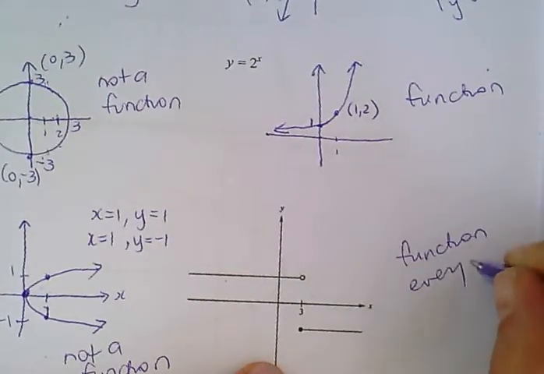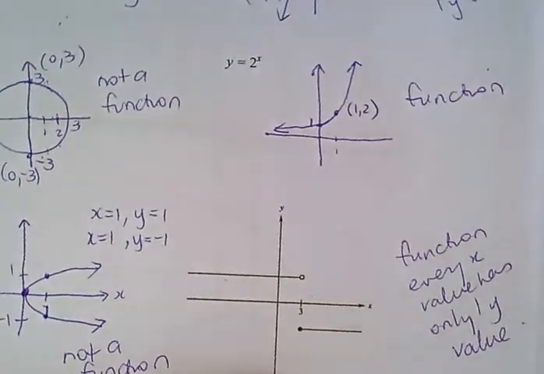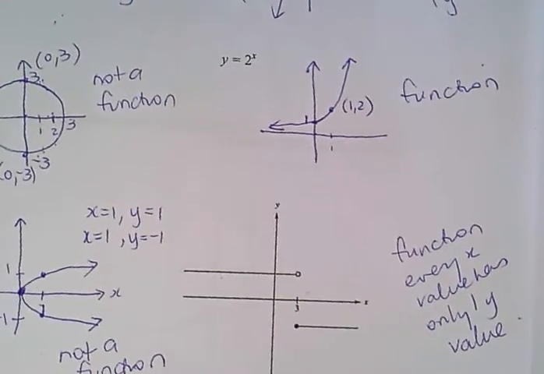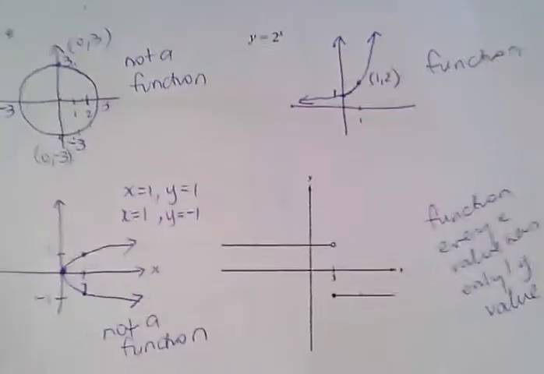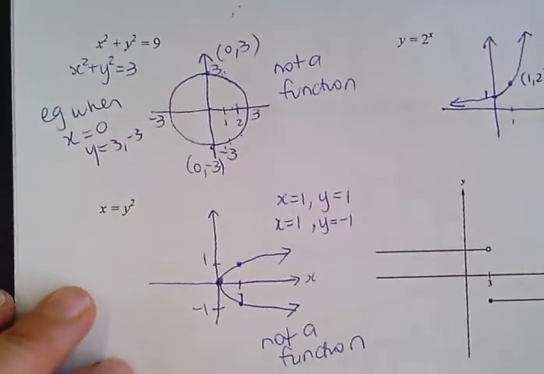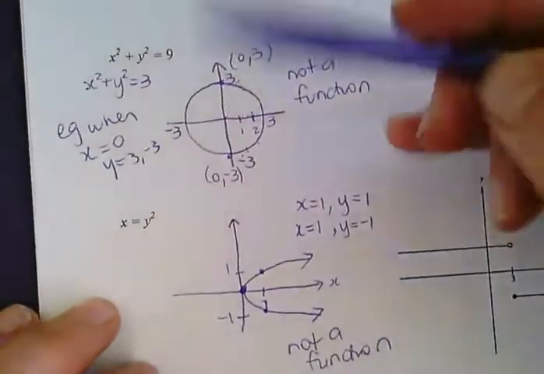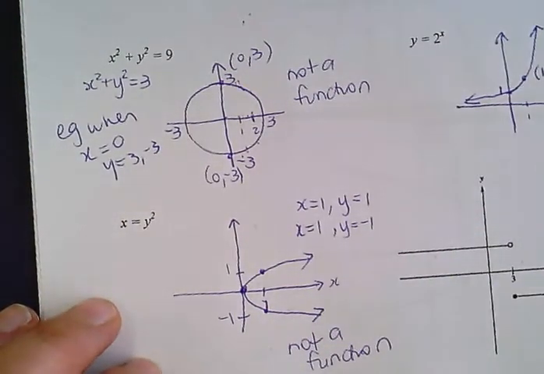Every x value has only one y value. All right. Now, instead of looking at it like that, it's much easier to look at it another way. All right? And what we're going to do, the two that weren't a function, the circle and the sideways parabola, I can draw lines, vertical lines through these, and it cuts the curve twice.